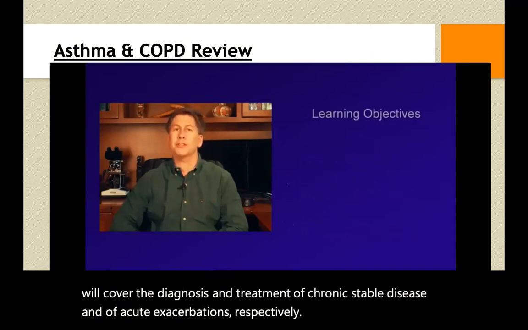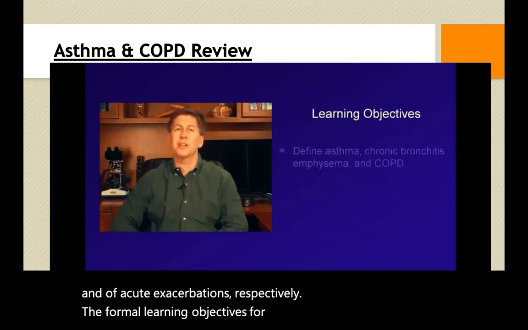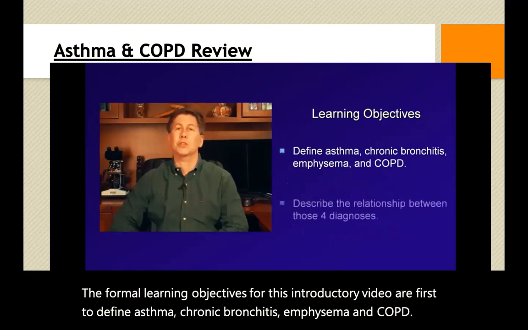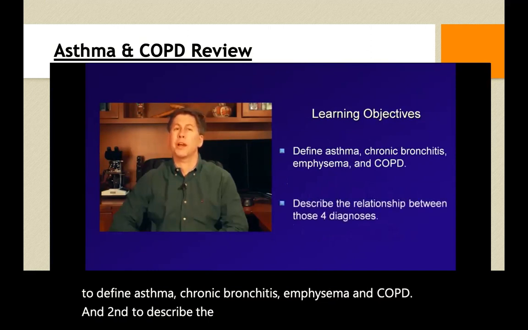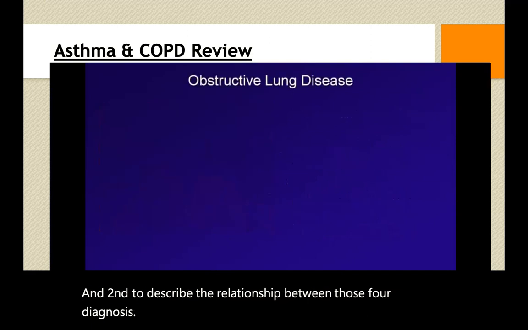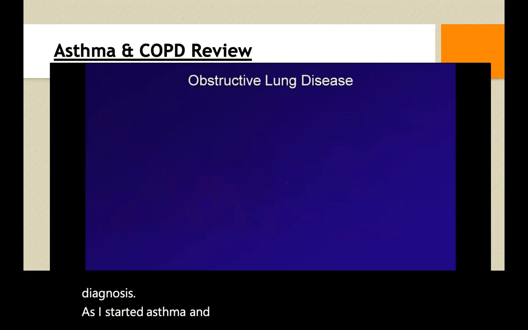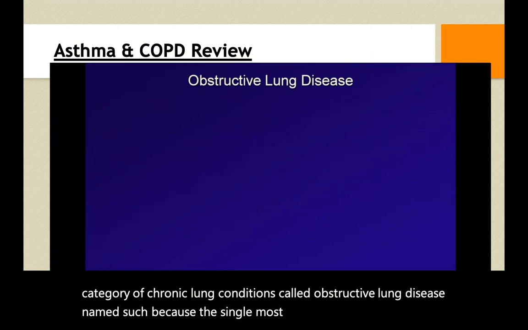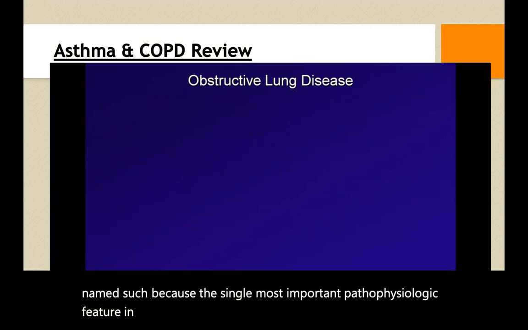The formal learning objectives for this introductory video are first, to define asthma, chronic bronchitis, emphysema, and COPD, and second, to describe the relationship between those four diagnoses. As I started, asthma and COPD are both considered members of a category of chronic lung conditions called obstructive lung disease, named such because the single most important pathophysiologic feature in both is airway obstruction.